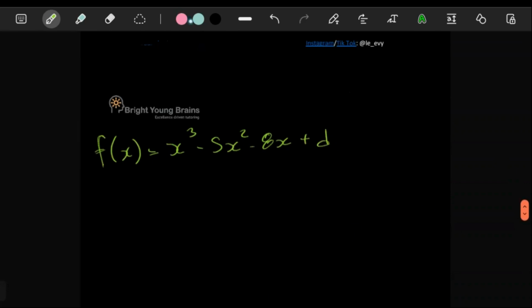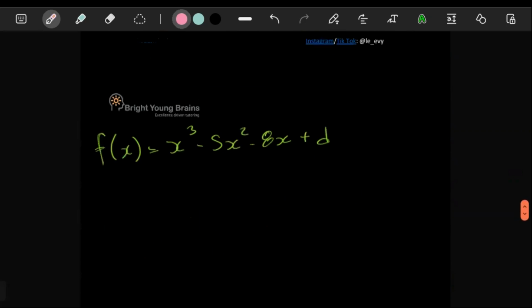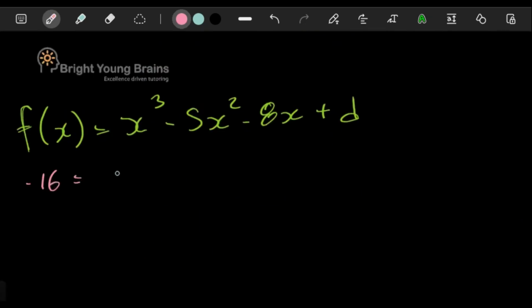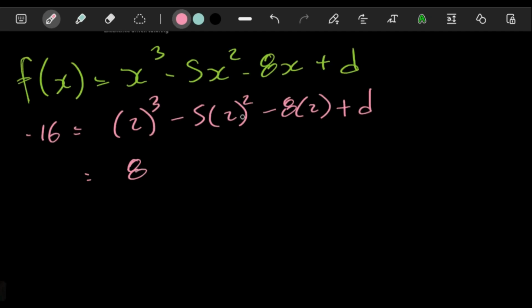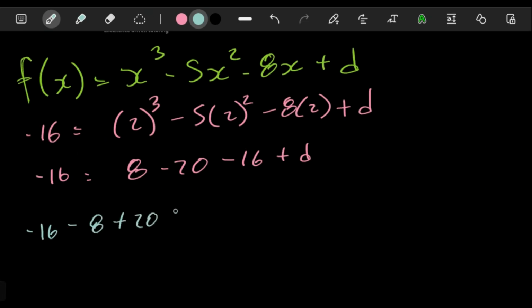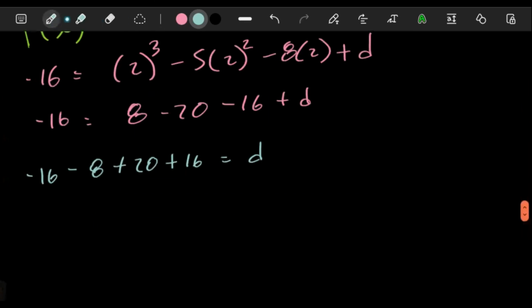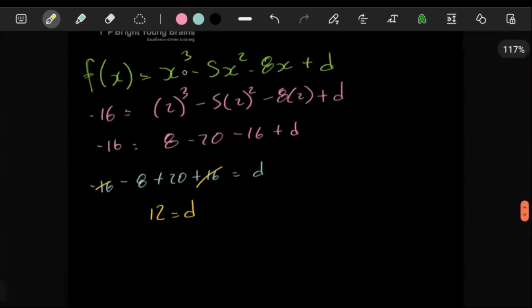So seeing it like this, let's just throw in a coordinate that the graph passes through, 2 and negative 16. So here we have negative 16, and then 2 over there. 2 cubed is 8, 2 squared is 4, so 5 times 4 is 20, and 16. If you move everything on one side, it's going to be negative 16 minus 8 plus 20 plus 16 equals d. Negative 8 plus 20 minus 8 is 12. Yes, it is. So now we have found out that d is 12.